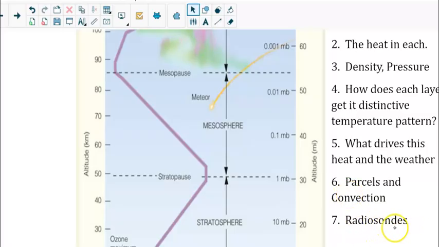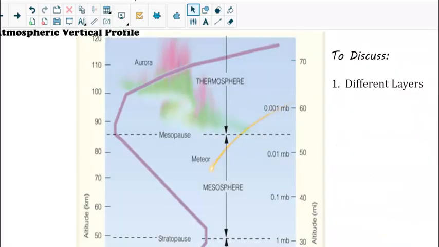And then how do they take those temperatures? You may have also seen that from the activity on your blue sheet: radiosondes are with weather balloons. Okay, so let's dig a little bit deeper. Do you have any questions?